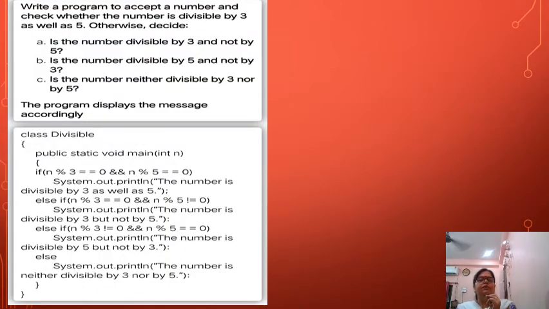Now, write a program to accept a number and check whether the number is divisible by 3 as well as 5, otherwise decide: is the number divisible by 3 and not by 5, is the number divisible by 5 and not by 3, or is the number neither divisible by 3 nor 5. In this, we will take a number and check whether it is divisible by 3 or 5. There are three options given to us.